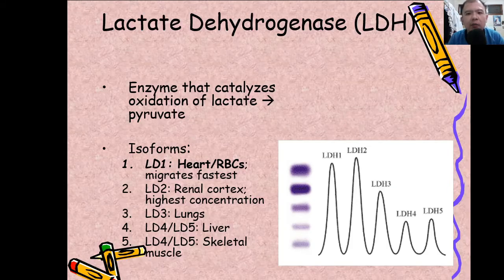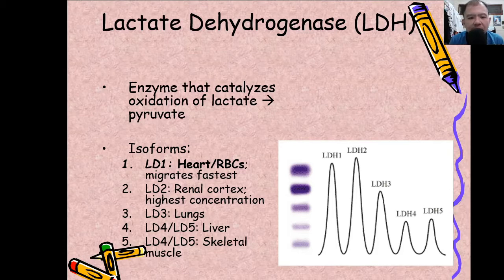The next biochemical marker that we'll be talking about is lactate dehydrogenase. It is an enzyme that catalyzes oxidation of lactate to pyruvate, still involved in glycolysis. It occurs in these isoforms. You have LD1 coming from the heart or the RBCs, which is the fastest. LD2 coming from the kidney, which is normally the highest in concentration. LD3 from the lungs, LD4 or 5 from the liver, and LD4 and 5 from the skeletal muscles.